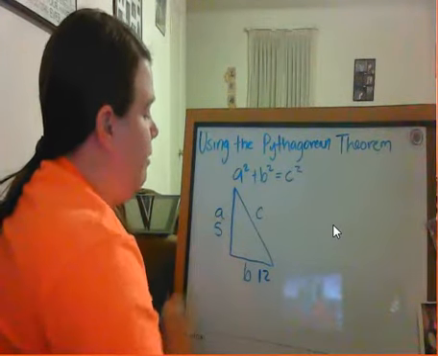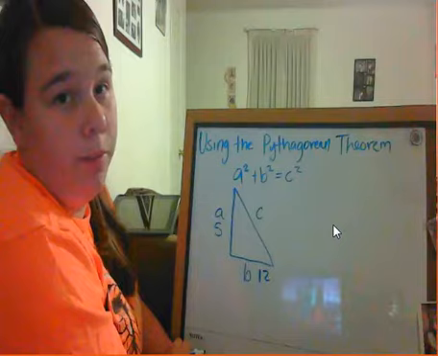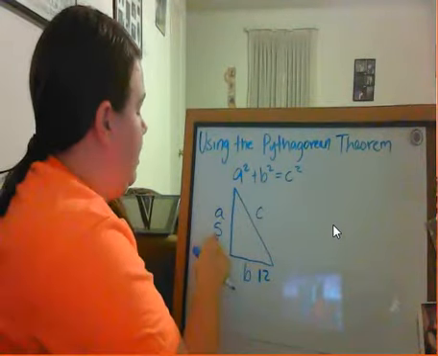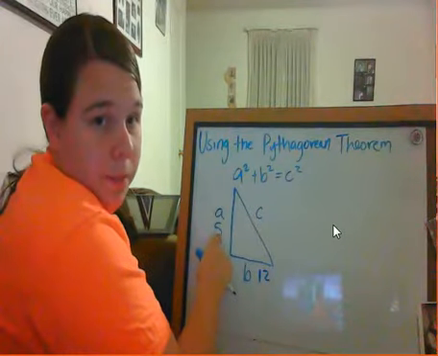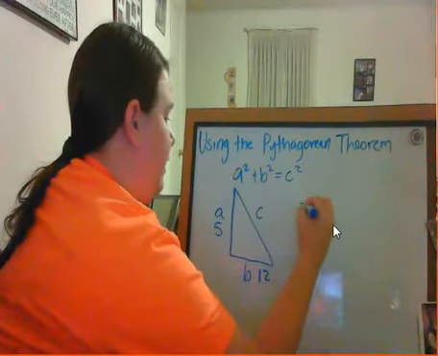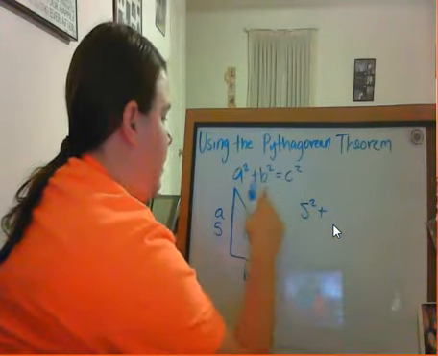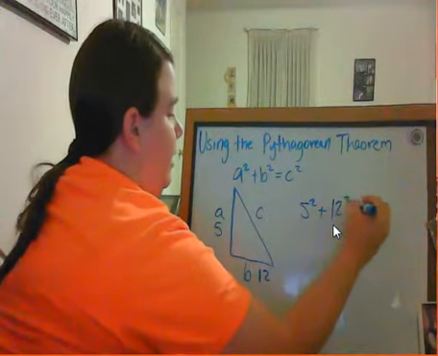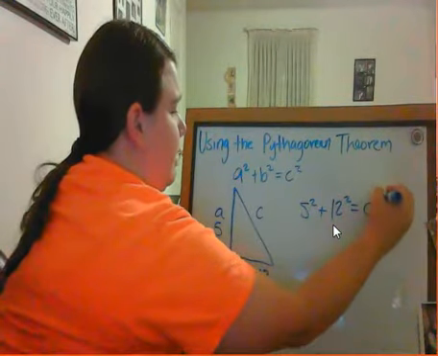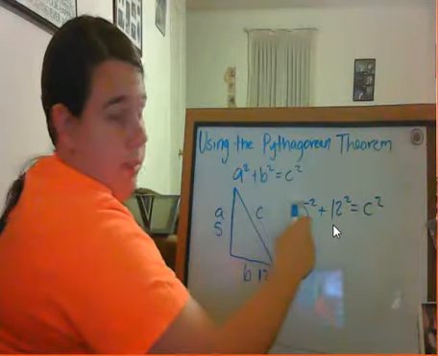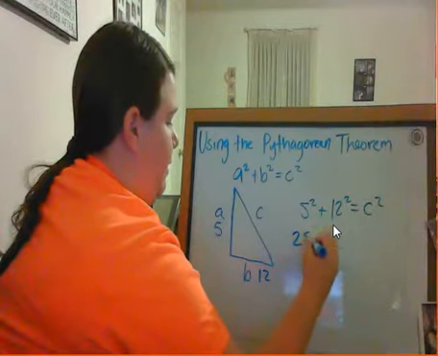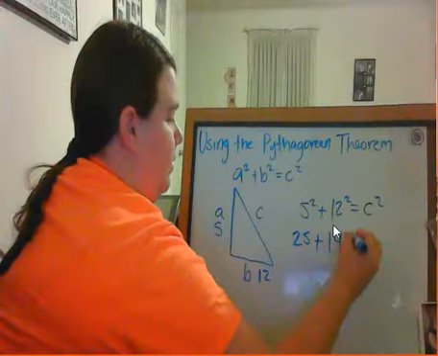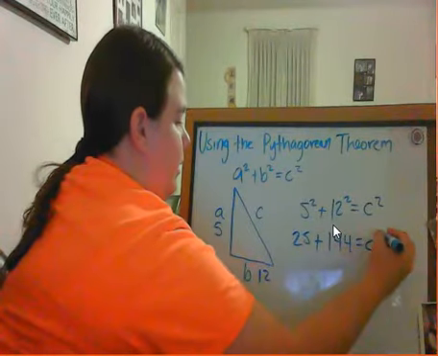So how will we find C using this formula? Well, we're going to plug this into the formula and solve for C. So where I see a squared, I'm going to put 5 squared plus b squared. What's b? 12. So 12 squared is going to equal c squared. Well, what's 5 squared? 5 times 5 is 25. And 12 squared is 12 times 12, which is 144. So that's equal to c squared.